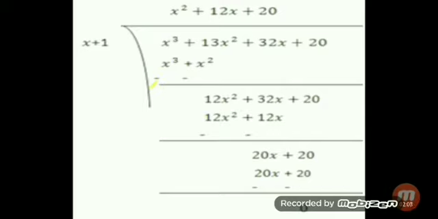This x cube and this x cube cancel, and 13 minus 1 is 12, so we write 12x square here. Now 32x and 20 remain as they are. Now we want 12x square. What should we multiply with x to get 12x square? 12x. So we write 12x here. If we multiply 12x with x, we get 12x square, and if we multiply 12x with 1, we get 12x.